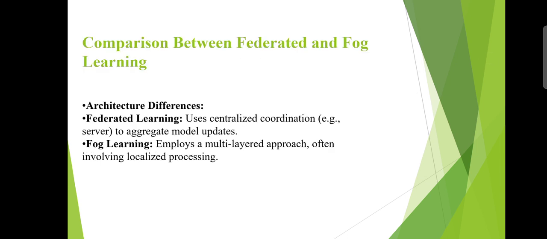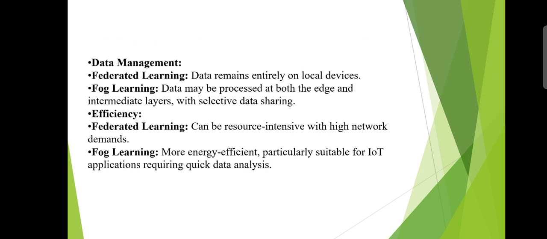Comparison between federated and fog learning. Architecture differences: federated learning uses centralized coordination, for example a server, to aggregate model updates. Fog learning employs a multi layered approach, often involving localized processing. Data management: in federated learning, data remains entirely on local devices. In fog learning, data may be processed at both the edge and intermediate layers with selective data sharing.